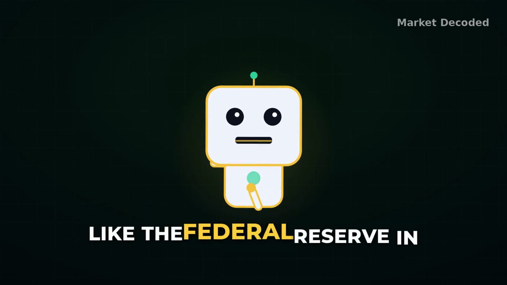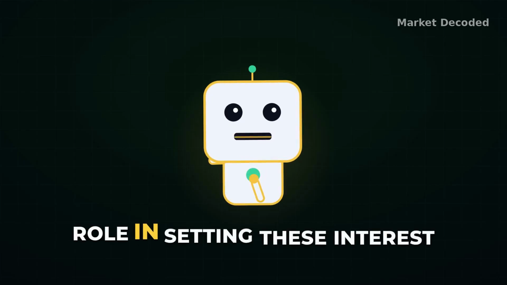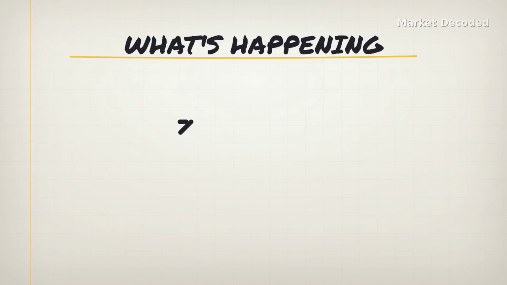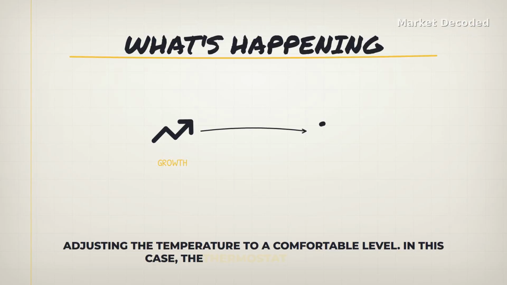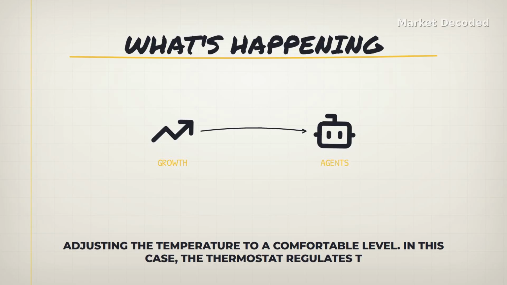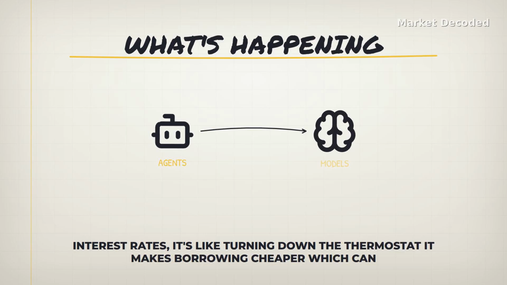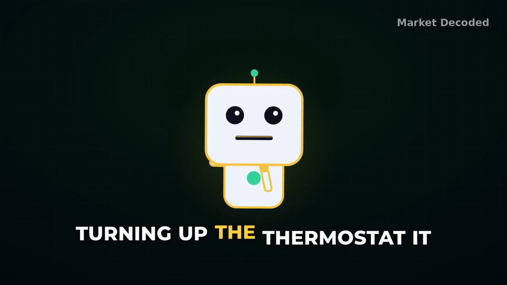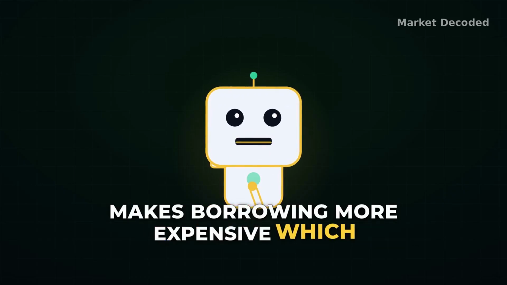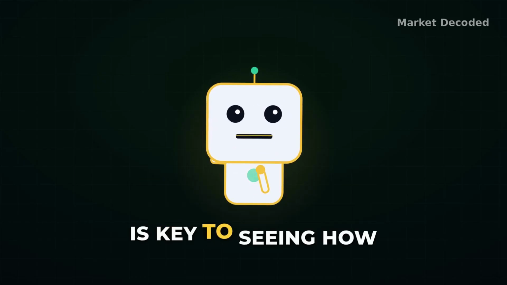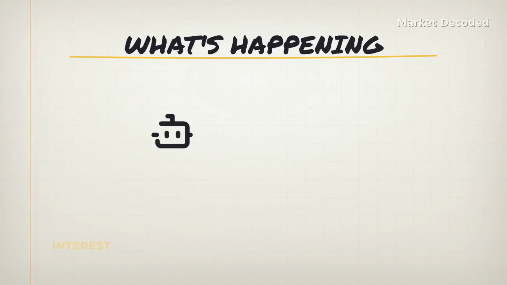Central banks, like the Federal Reserve in the US, play a crucial role in setting these interest rates. They're like the thermostat in your home, adjusting the temperature to a comfortable level. In this case, the thermostat regulates the economy's temperature by controlling inflation and stimulating growth. When central banks lower interest rates, it's like turning down the thermostat. It makes borrowing cheaper, which can boost economic activity. On the other hand, raising interest rates is like turning up the thermostat. It makes borrowing more expensive, which can help slow down an overheating economy. Understanding this mechanism is key to seeing how interest rates can move the whole economy.